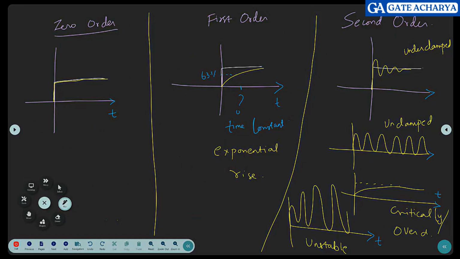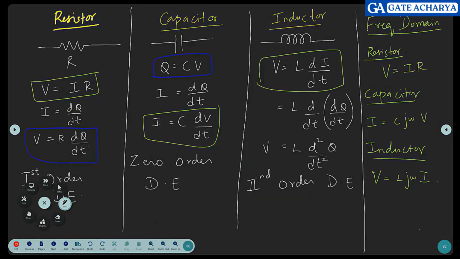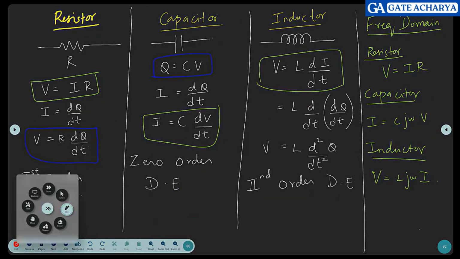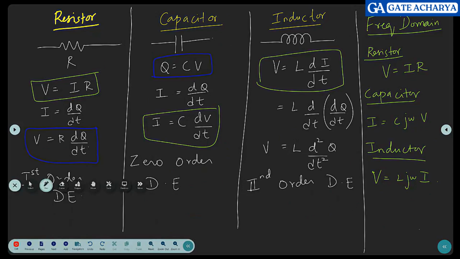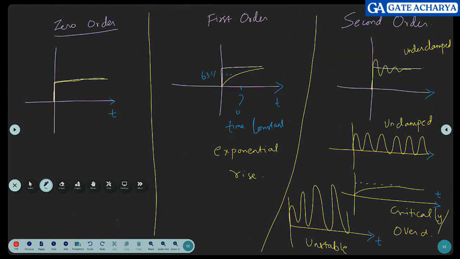Now tell me, what is a zero order system? What component will be there in the zero order system? Out of RLC, what are the three components we said? Which is a zero order system? Capacitor. So if they are talking about zero order system, that has only capacitor, only capacitor.